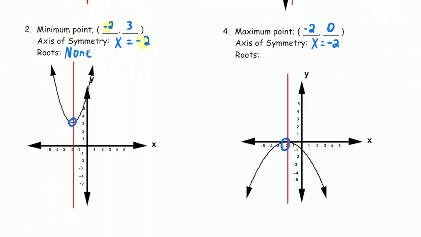And this time, my parabola is only touching my x-axis at one point, and that's going to be the same point as my maximum, which is okay. So instead of having 2 roots or no roots, we're going to have just 1 root this time, and it's going to be at -2, 0.